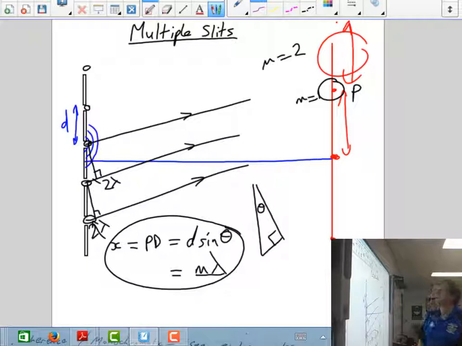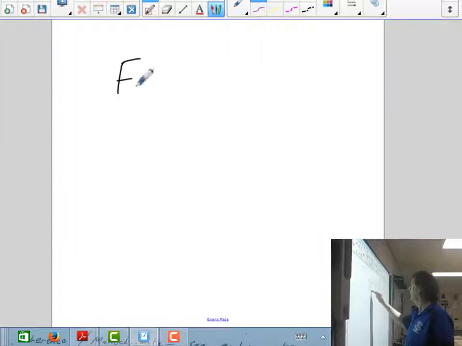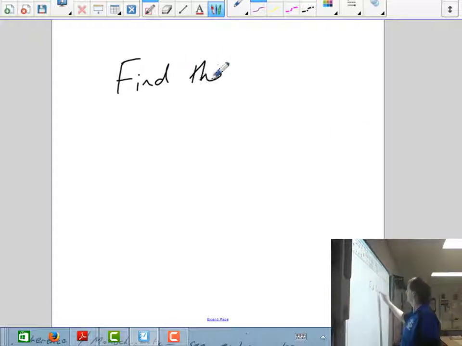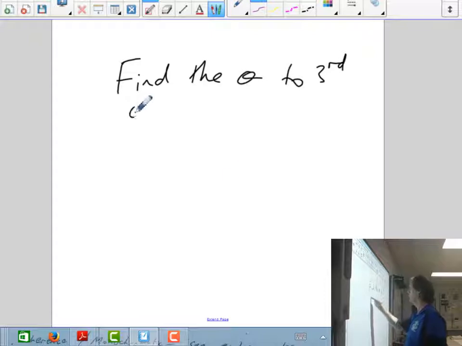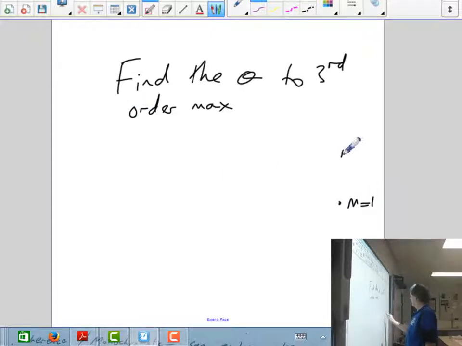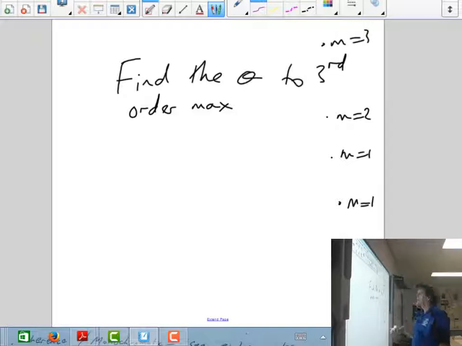So a typical question you might get will be along the lines of, find the angle to the first order maximum, or the third order maximum. In which case, there's m equals 0, m equals 1, and m equals 2, and m equals 3 will be much further up, up here somewhere. And you're going to be using your d sine theta equals m lambda formula.